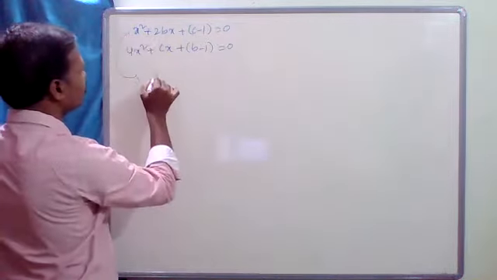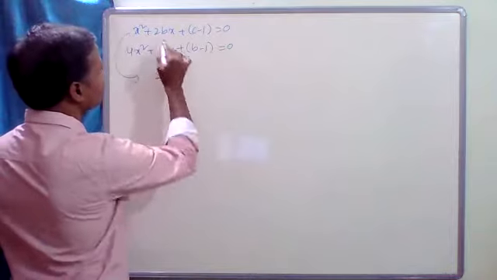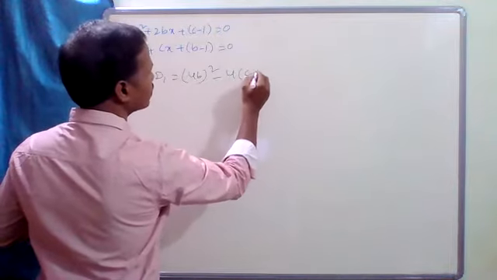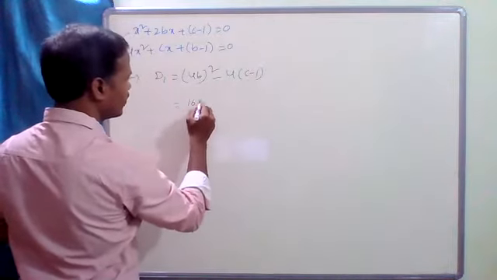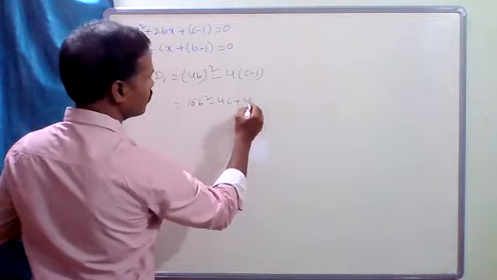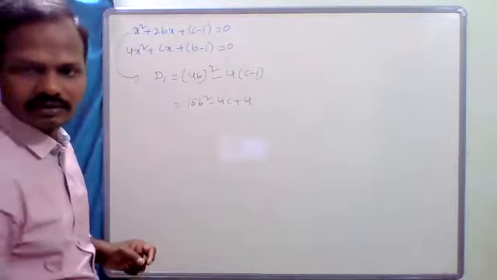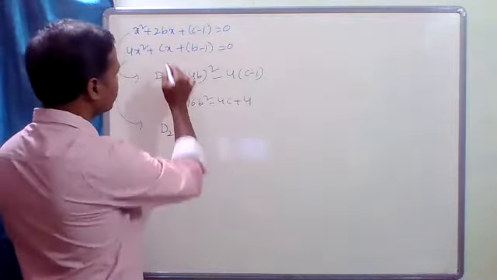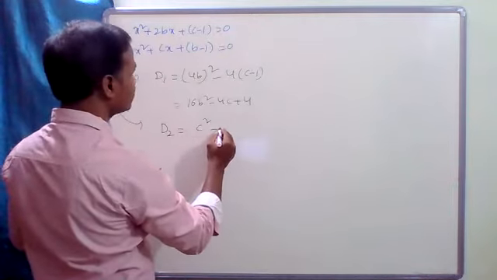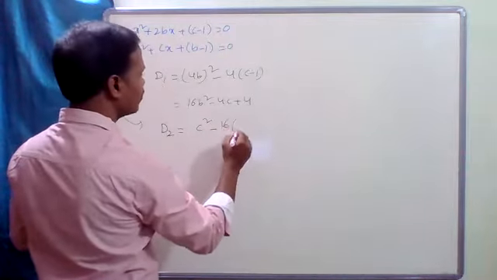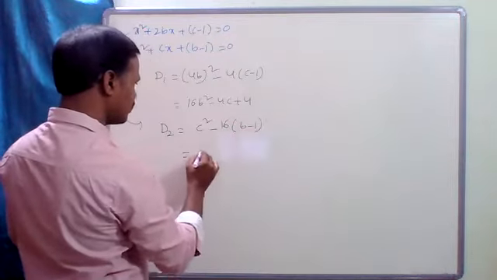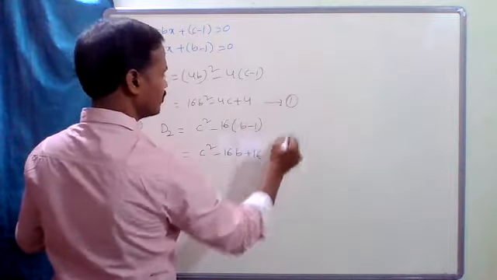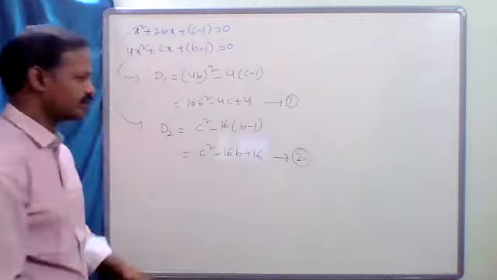So first one, d1 equals b square, (2b) whole square minus 4ac, which equals 16b square minus 4c plus 4. And now d2. So d2 equals b square minus 4 c square minus 4 into 4, 16 into b minus 1, which equals c square minus 16b plus 16. This is equation 1, this is equation 2, d1 and d2.